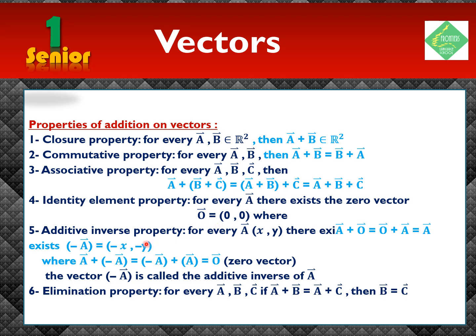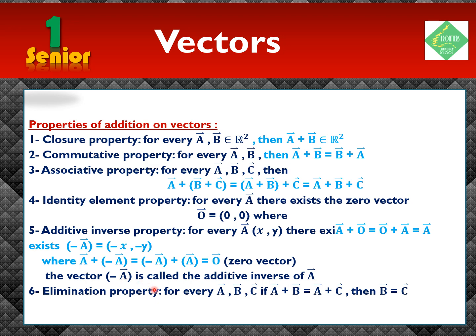Additive inverse property. For every A with coordinates x and y, A plus O equals O plus A equals A, as we discussed. Negative A equals negative x and negative y. Negative here is negative 1 multiplied by each element x and y. When you add A plus negative A, you will get the 0 vector. So negative A is called the additive inverse of A.